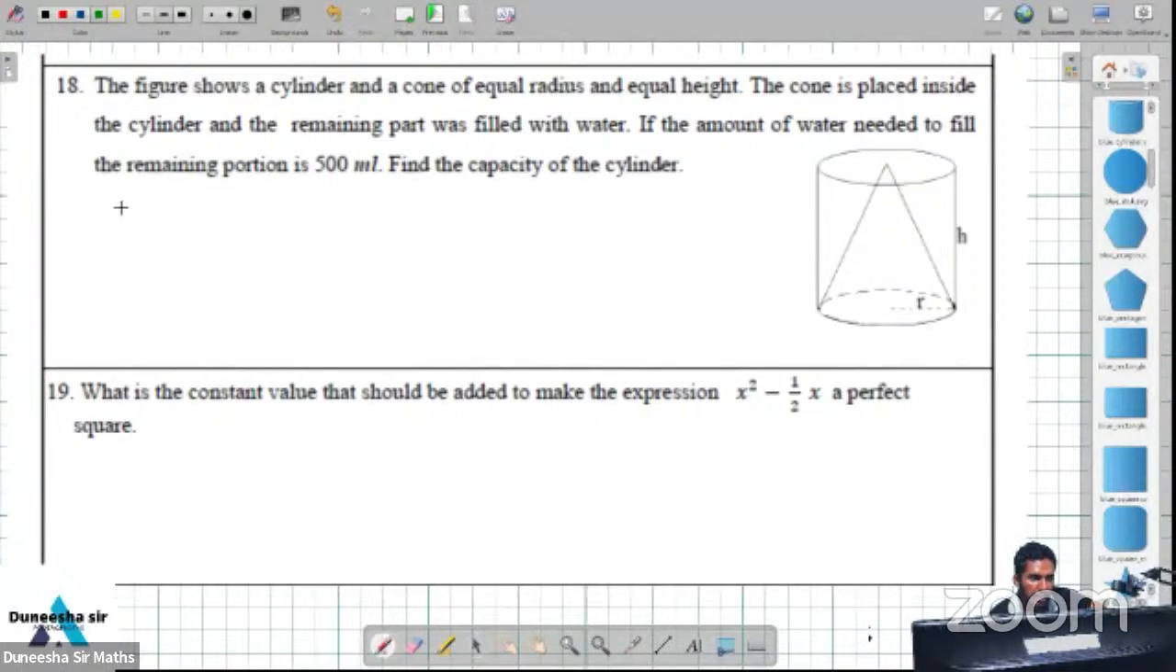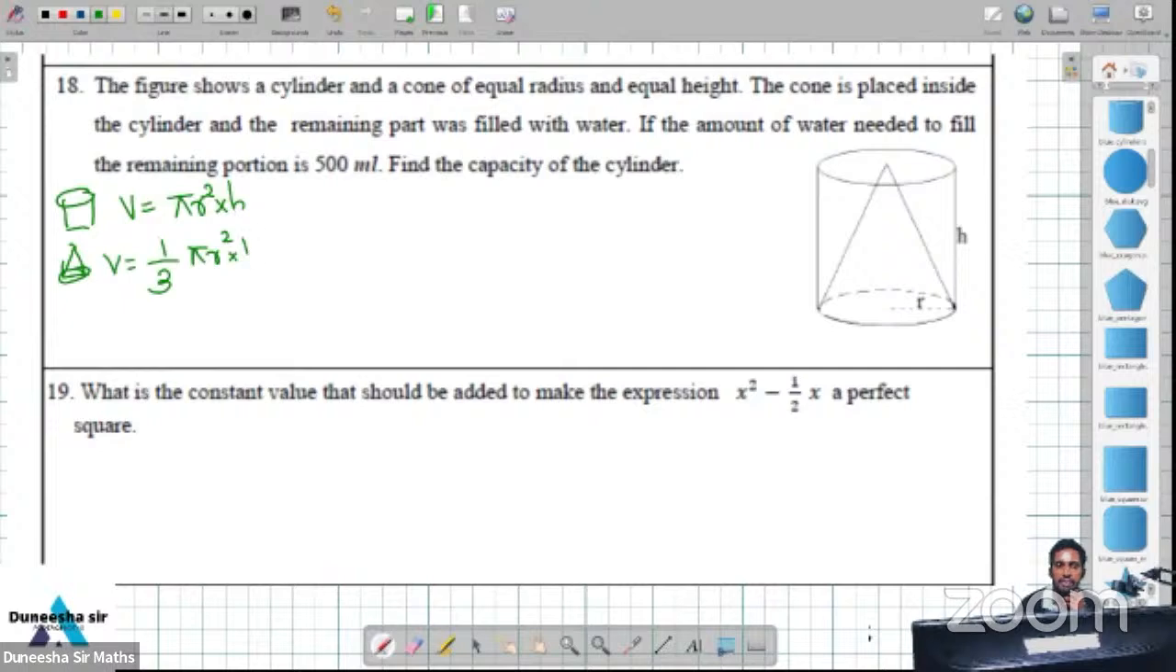Tell me the two formulas. Tell me the volume formula of the cylinder. Can you remember? Base area multiplied by height, pi r squared h. It's a cylinder. Then how much is the cone volume? You should remember this. Cone volume is 1/3 pi r squared h.